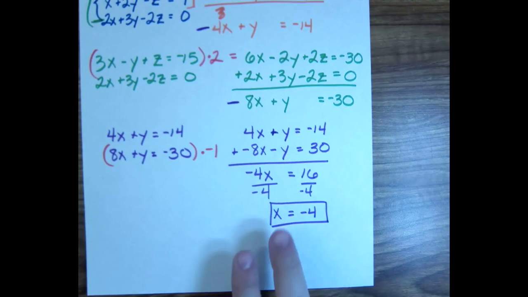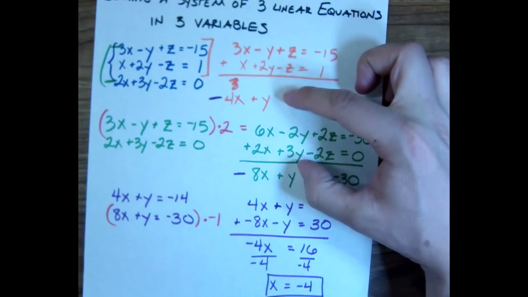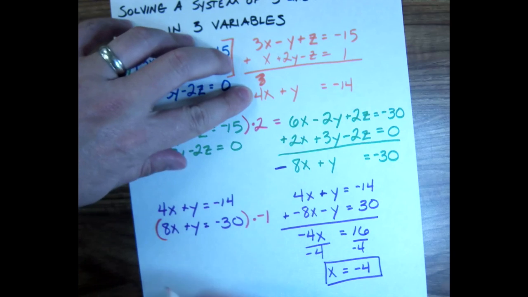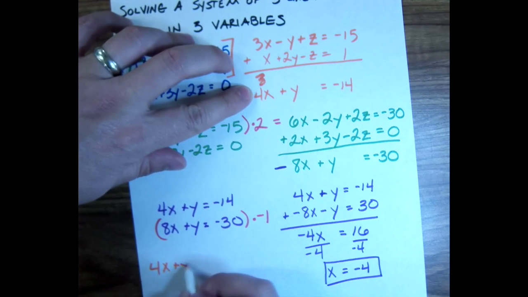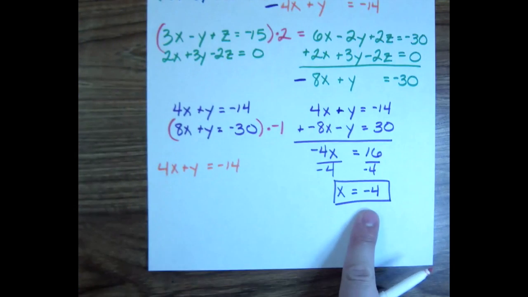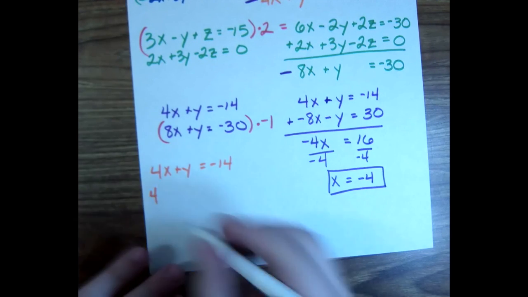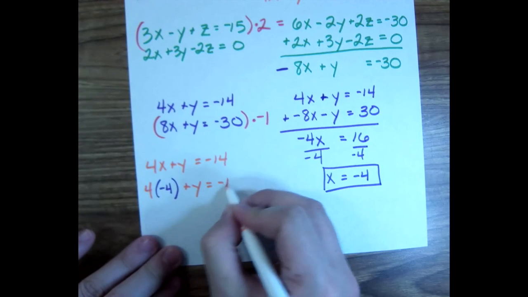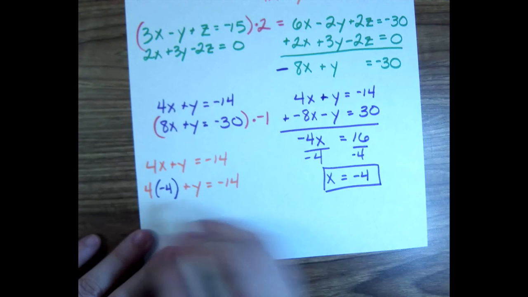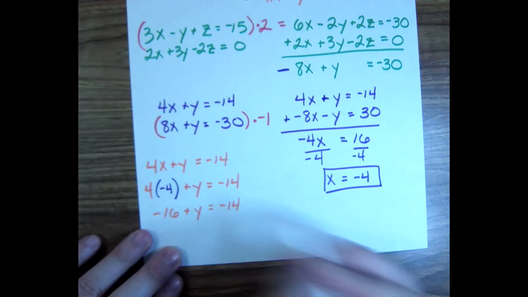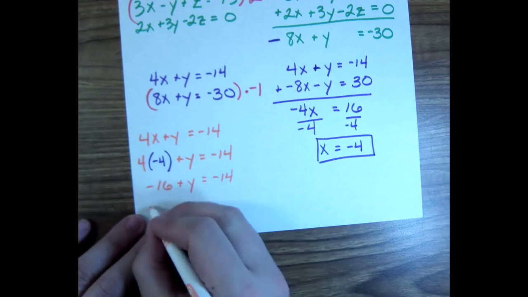What I'm going to do is find an equation where I can plug in x and solve for y. Well, the good news is I got 2 of them. I got 2 equations right here that only have an x and a y in them. I think I'm going to go ahead and use this one. So 4x plus y equals negative 14. And I'm going to replace the x with negative 4. So 4 times negative 4 plus y equals negative 14. And now I'm off to the races. 4 times negative 4, negative 16. And then add 16 to both sides.